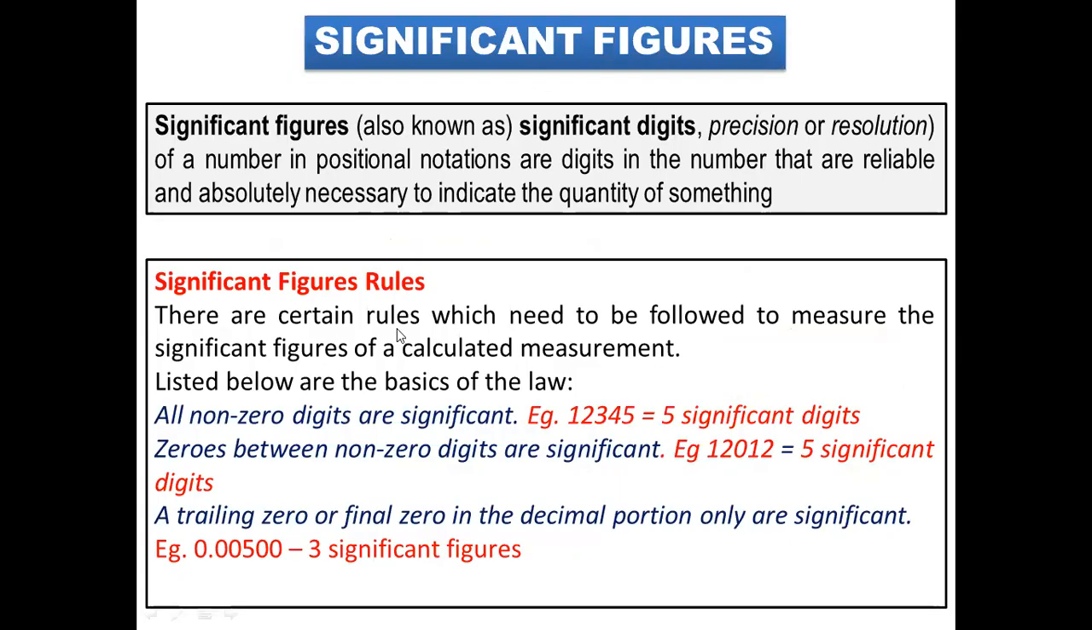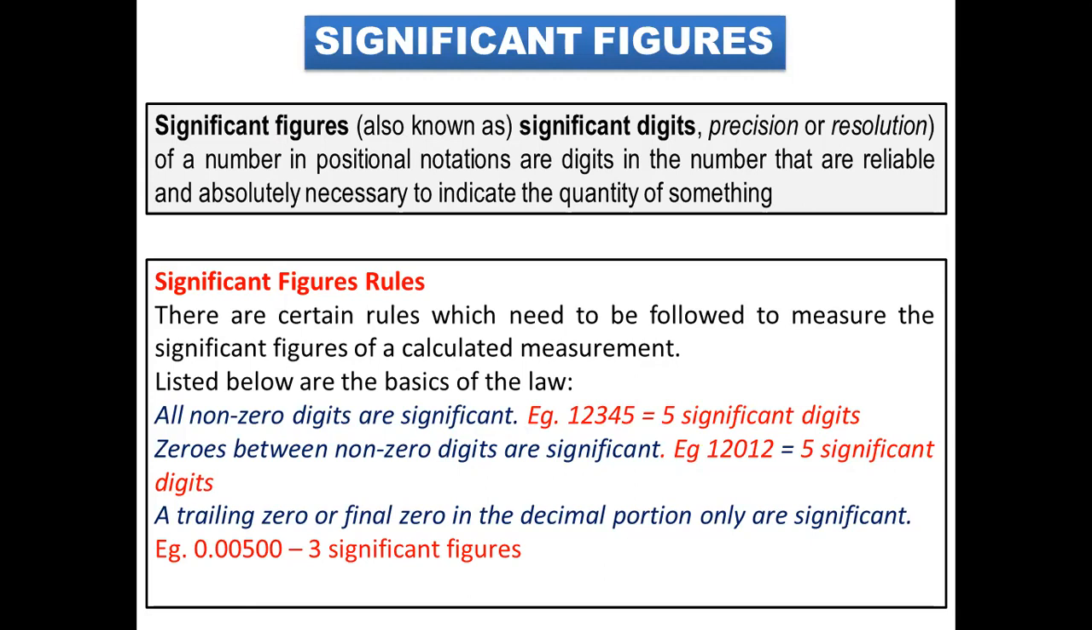Now the very important topic from this same chapter, calculations in analytical chemistry, that we will discuss, is significant figures. So what are actually the significant figures? Significant figures are also known as significant digits, precision or resolution, which are alternative names. The significant figures of a number in positional notation are the digits in the number that are reliable and absolutely necessary to indicate the quantity of something.